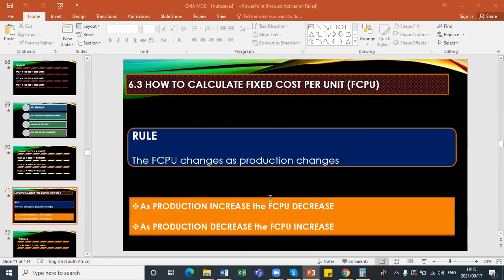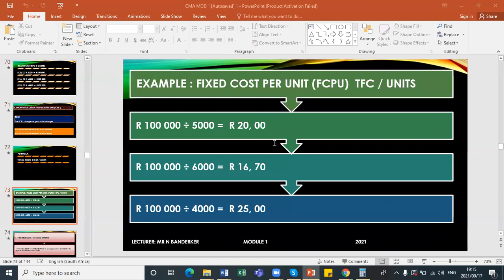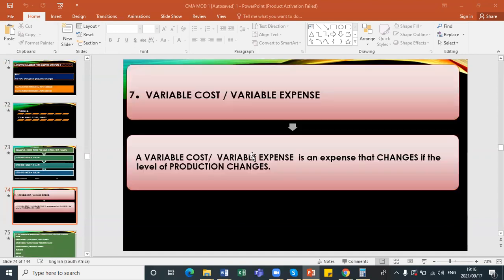Now we're coming to fixed cost per unit. The rule: fixed cost per unit will change as production changes. There's only one formula for this calculation. You take your total fixed cost divided by units. Here you can see our production started at 5,000. Our total fixed cost was 100 divided by 5. So you can see every time production changed, our fixed cost per unit has changed.